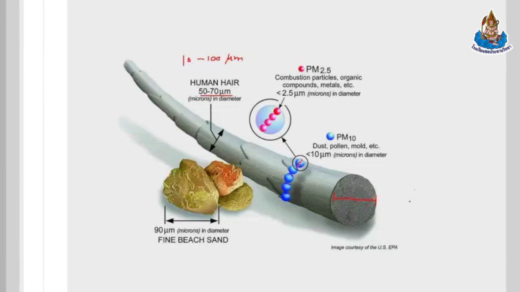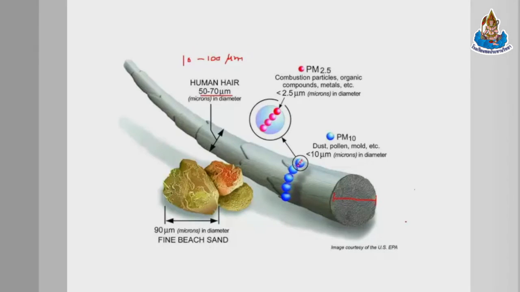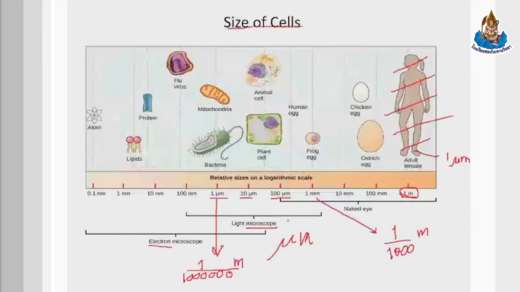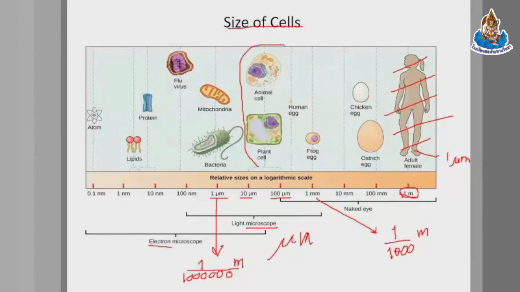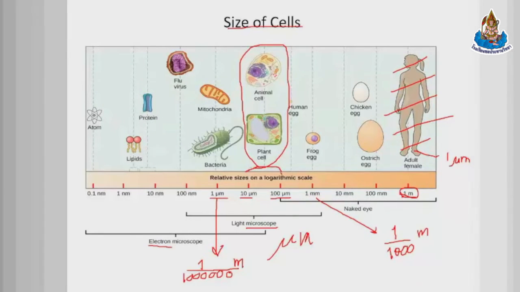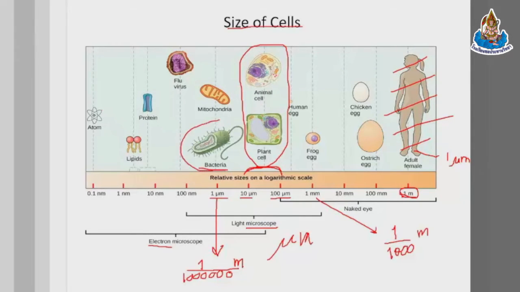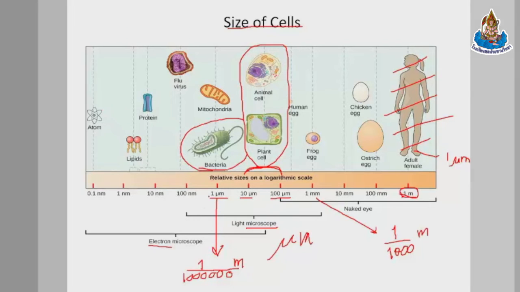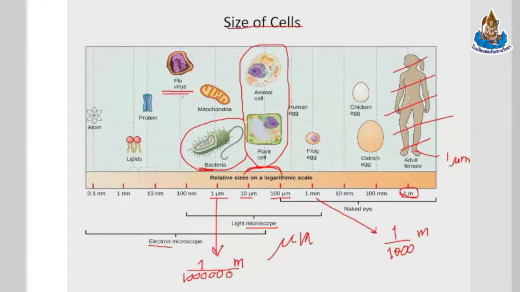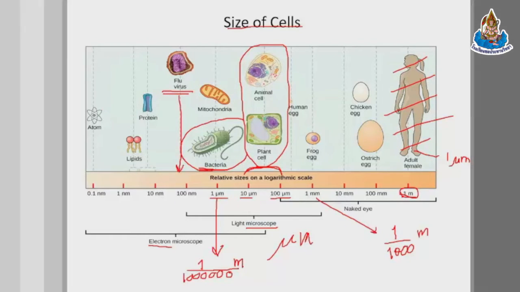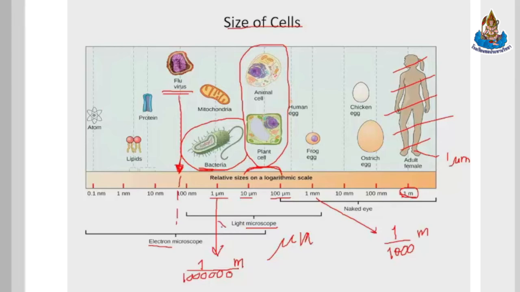For animal and plant cells, the size is 10 to 100 micrometers. But some kinds of cells like bacteria are smaller than that. And virus is also smaller than bacteria. Its size is around 100 nanometers. You cannot see a virus with a light microscope. You need an electron microscope for a virus. COVID-19 is also a virus.